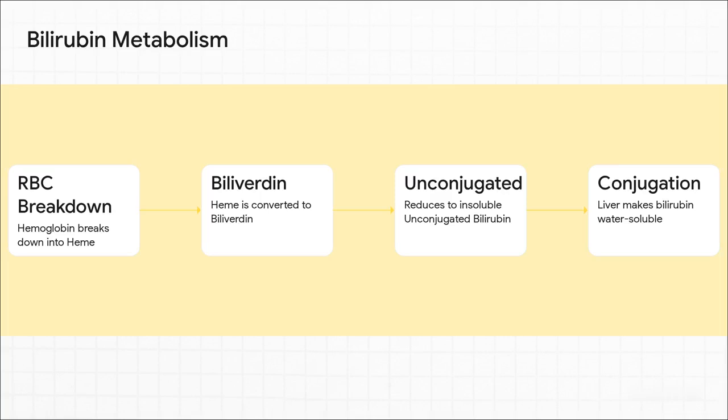Now this form is entirely insoluble in water, which means it must bind to albumin for transport. Finally, step 4, the liver executes its vital synthetic function by conjugating the bilirubin. It adds a molecule to make it water-soluble so it can be safely excreted through the bile into the intestines and kidneys. If there's a failure at this fourth step, it results in hepatic jaundice.